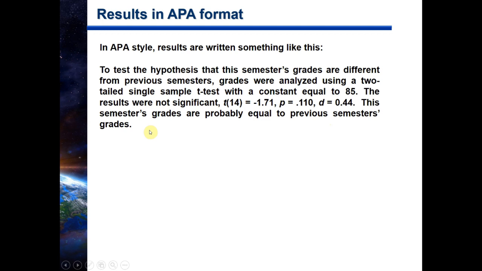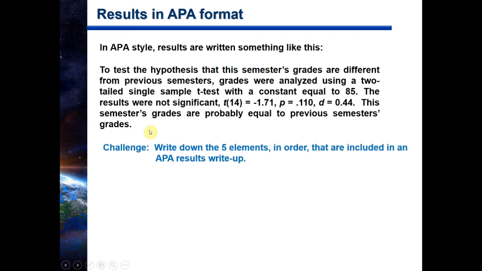Now, let's look at the different components, or elements, that we include in the write-up. So, number 1, state the hypothesis. It's up here: test the hypothesis that this semester's grades are different from previous semesters. So there we have our hypothesis. It's non-directional because I'm just saying it's different. I'm not asking if it's lower or higher. I'm just saying it's going to be different.